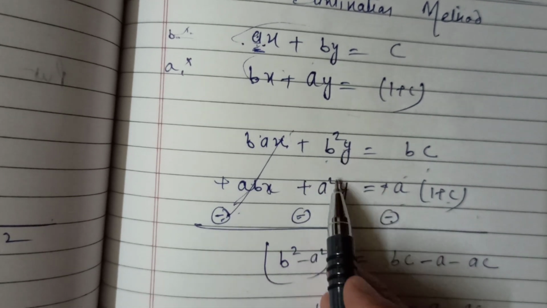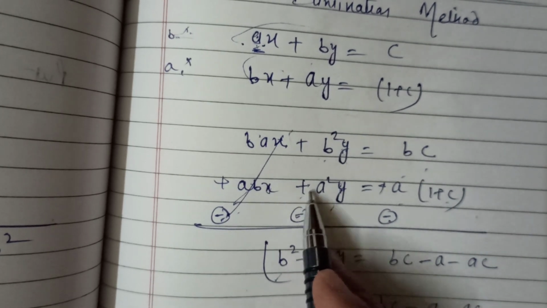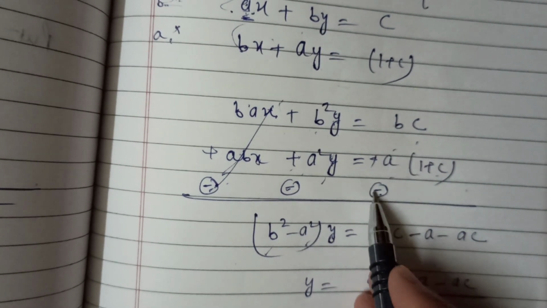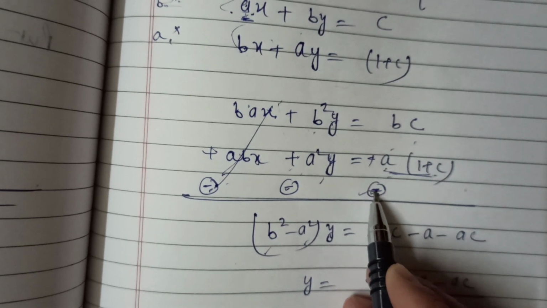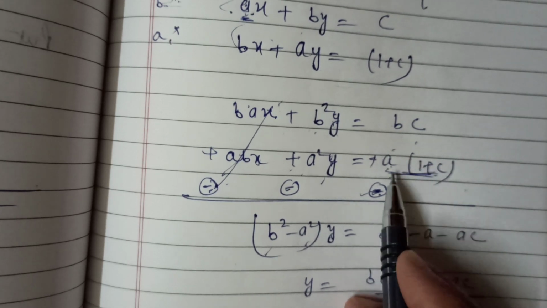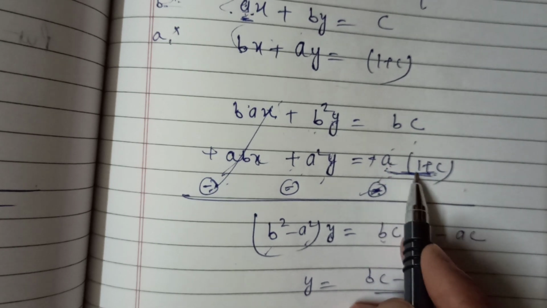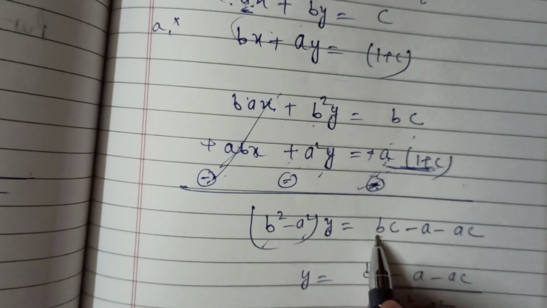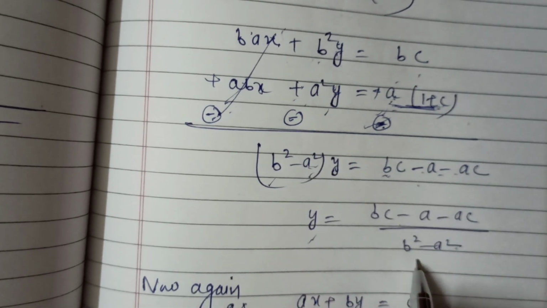Cut. Here in both the terms y is common, take y out, b square minus a square is equal to, this is bc. Now this minus sign is for both. I am opening also, because if outside minus sign is there, then the signs of both the terms will be changed. It becomes minus a minus ac, minus a multiplied by 1 minus a, minus a multiplied by c minus ac. So bc minus a minus ac. So y will be, this will come down, this is your value of y.